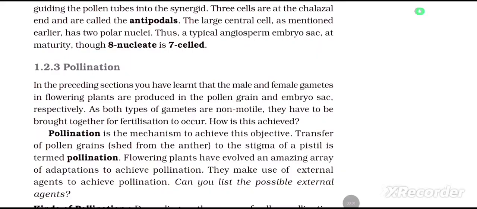Welcome to part 2 of the NCERT reading of the sexual reproduction of flowering plants. We will continue from pollination.